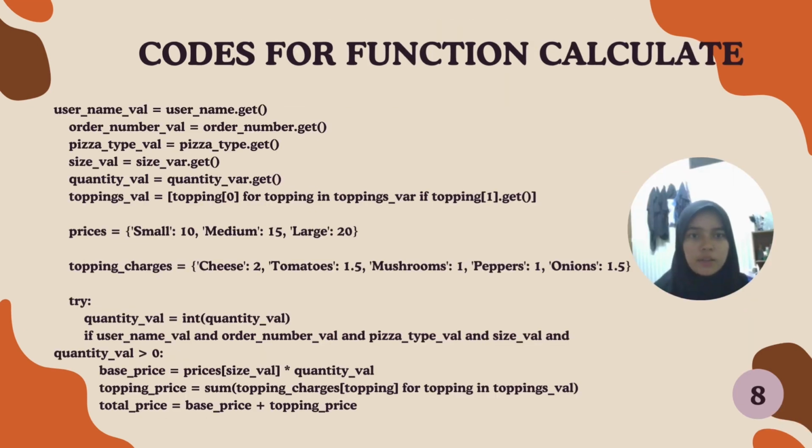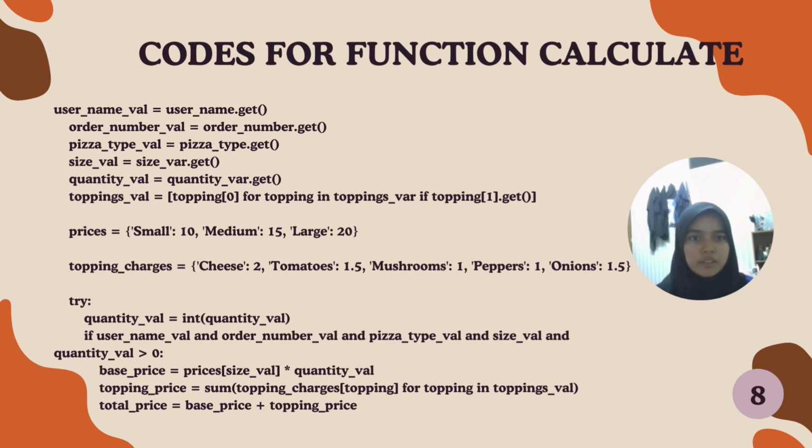Next is the calculation part. I'm excited to share with you a key functionality of our pizza ordering system, the calculation of total price. Let's dive into the script and see how it works. In our code, we capture user inputs such as the customer's name, order number, pizza type, size, quantity and toppings. These inputs are crucial for calculating the total price of the pizza order.